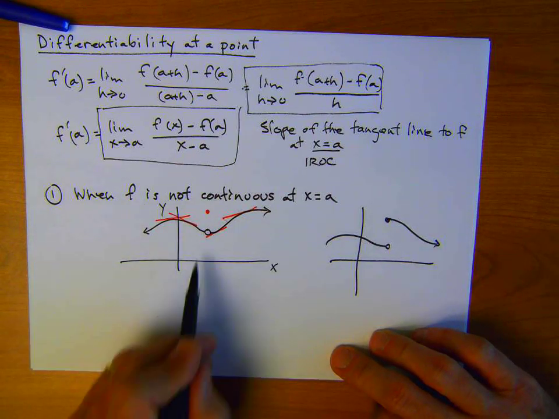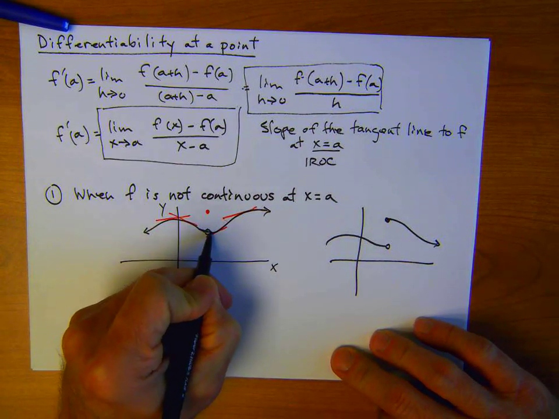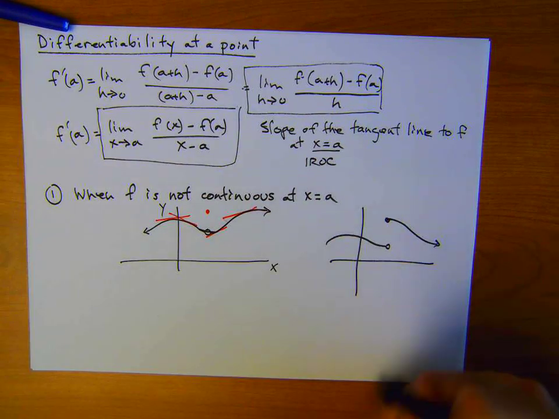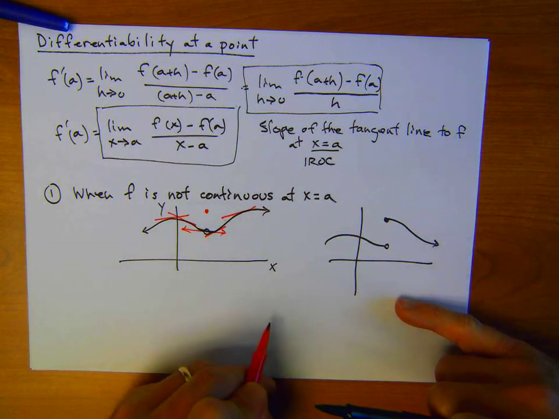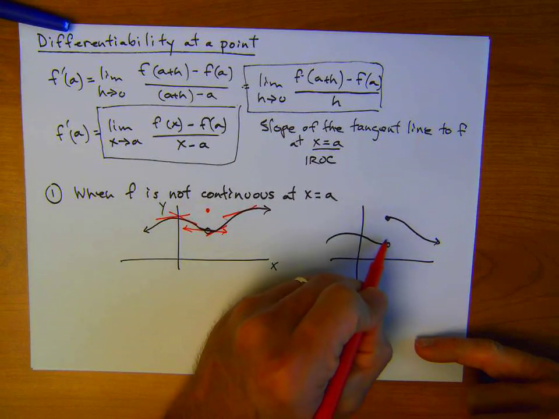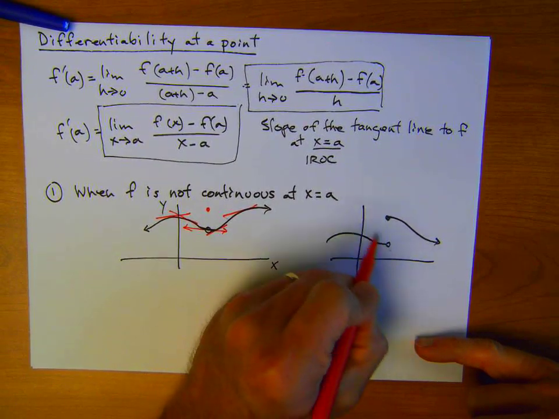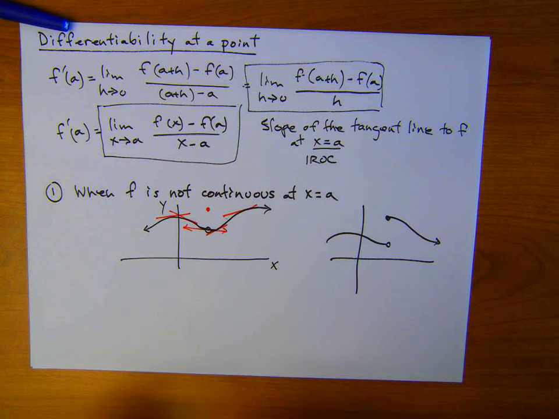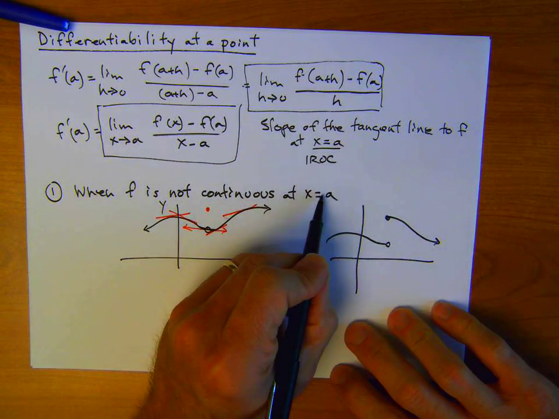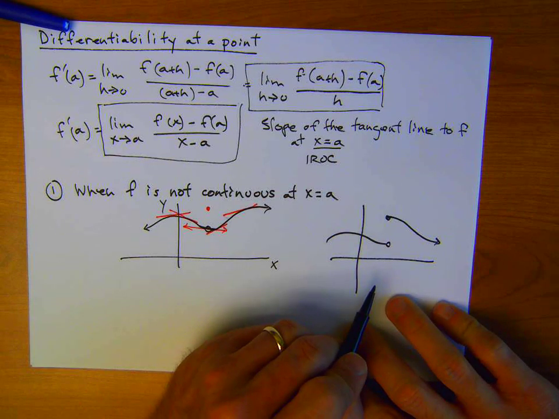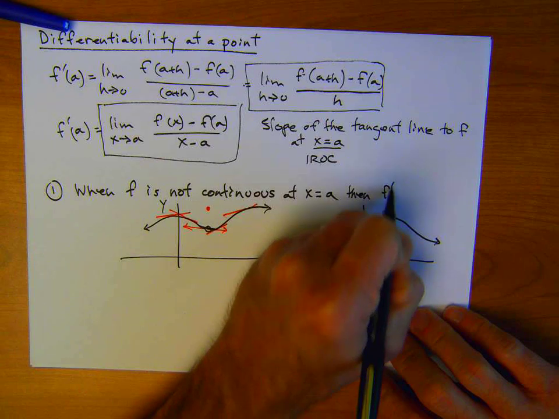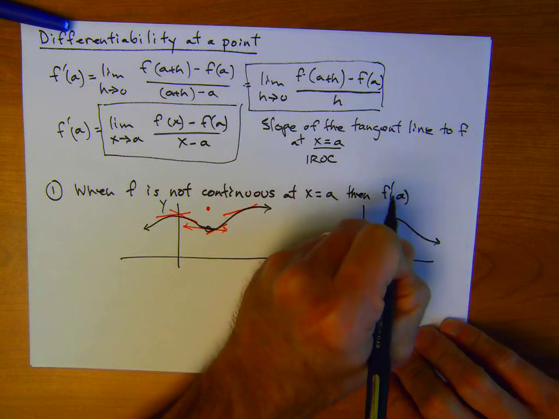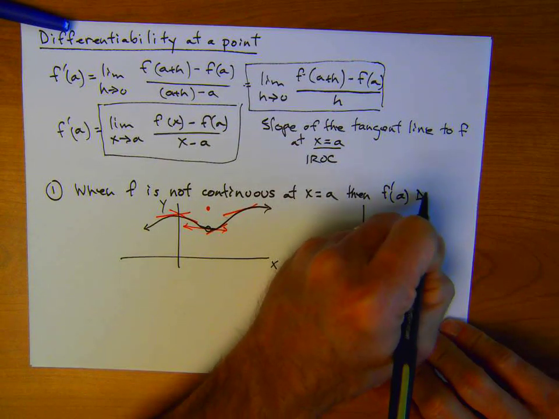So this is one thing. We have to have continuity. That has to be there in order for me to be able to actually draw the tangent line. And this type of thing won't work because we don't know what direction the slope of the tangent line would be there. Okay, so that's one. When f is not continuous at that point, then f prime of a, the derivative of f at a, does not exist.